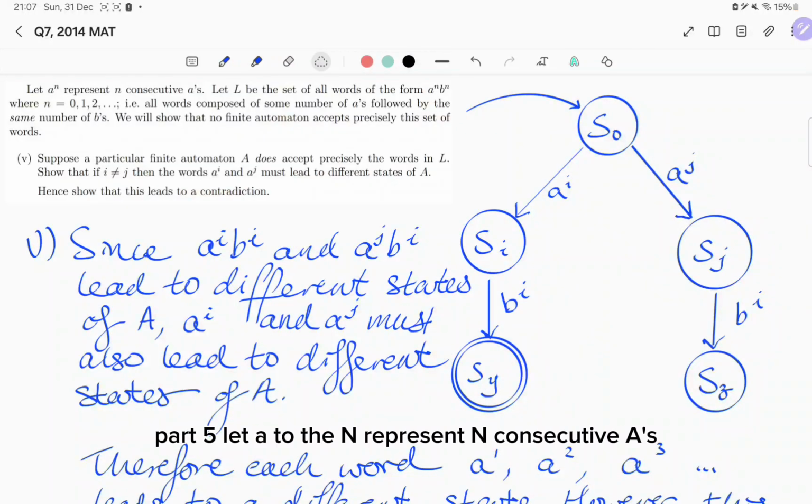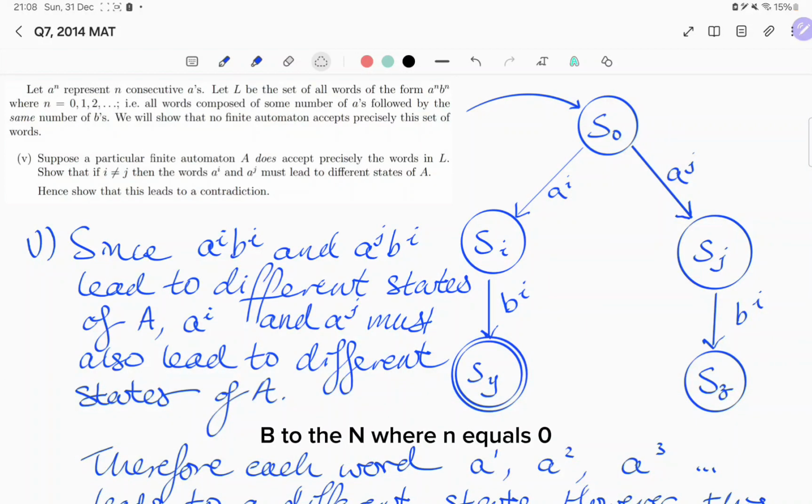Part 5. Let A to the n represent n consecutive A's. Let L be the set of all words of the form A to the n, B to the n, where n equals 0, 1, 2, etc. i.e. all words composed of some number of A's followed by the same number of B's. We will show that no finite automaton accepts precisely this set of words.